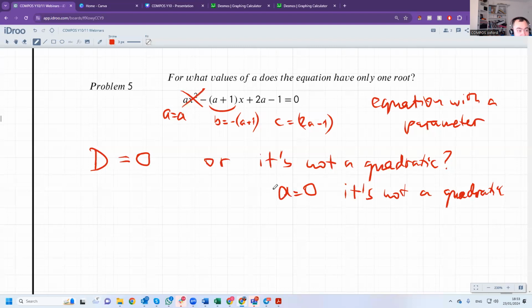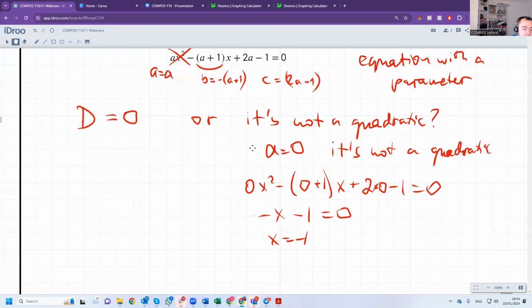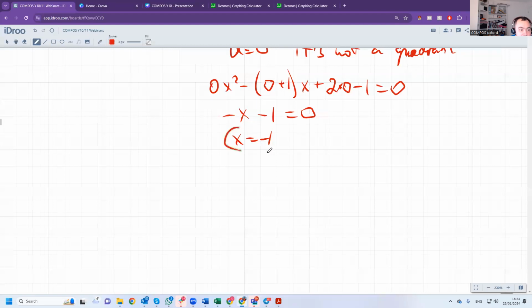So let's look at a is 0. If a is 0, this is going to be 0x squared minus 0 plus 1 x plus 2 times 0 minus 1 equals 0. So that is minus x minus 1 equals 0. x equals minus 1. So only one solution.